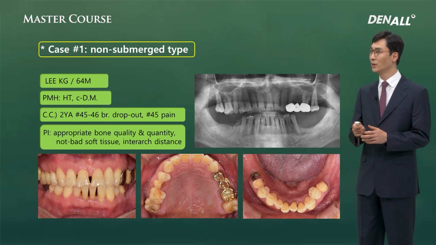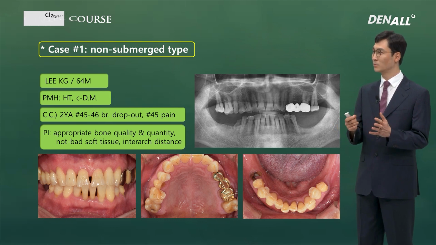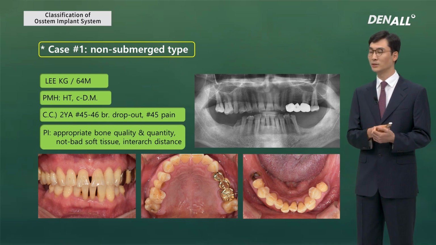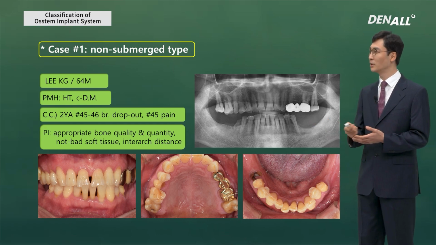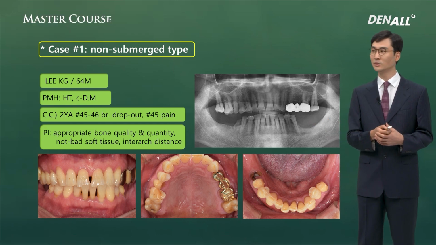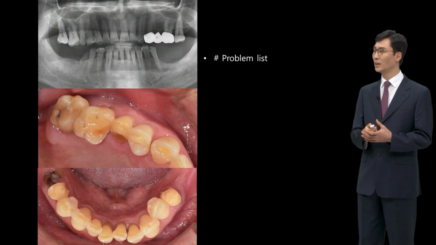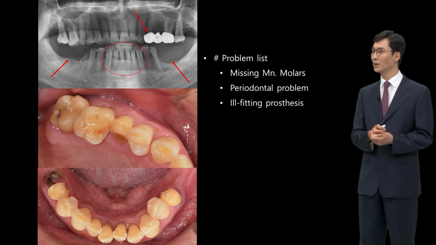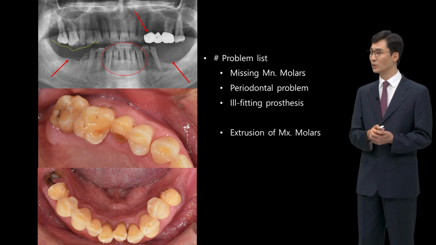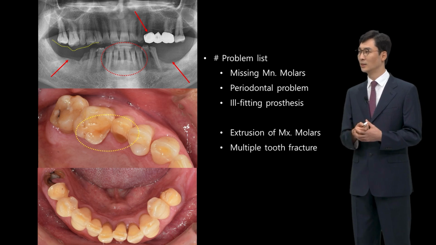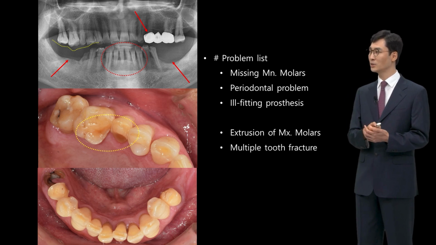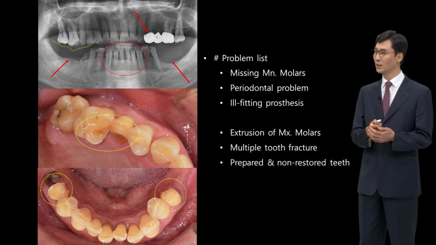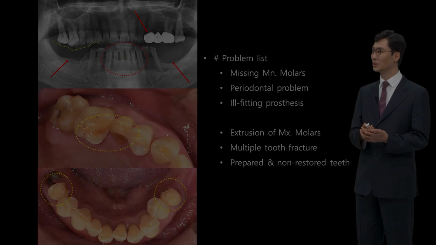A male patient in his 60s came with many defective prostheses, missing teeth, and teeth that need to be extracted. As you can see, there are missing teeth in the lower posterior region. There are many problems: missing mandibular molars, periodontal problems, ill-fitting prostheses, extrusion of maxillary molars, and multiple teeth worn out or fractured due to occlusal force concentration. Teeth were prepared but not restored, so they moved and the root became like this.